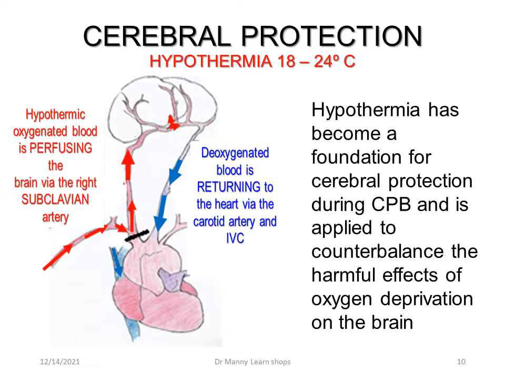because there's a clamp on the SVC as well. Then deoxygenated blood is returning to the heart via the carotid artery and the inferior vena cava. Hypothermia typically is from 18 to 24 degrees centigrade to provide cerebral protection. It also decreases metabolic requirements for the heart.